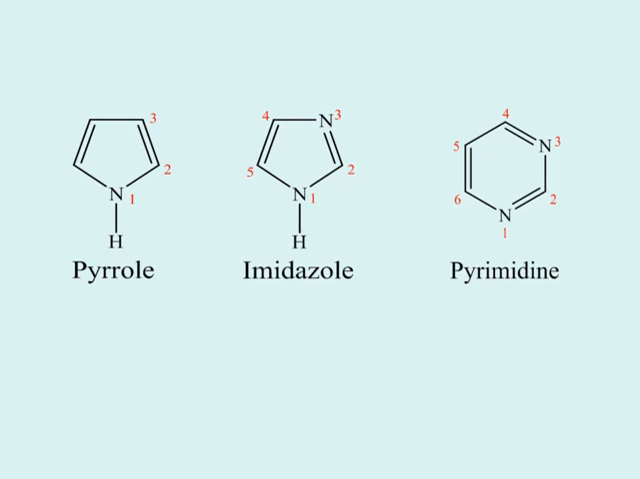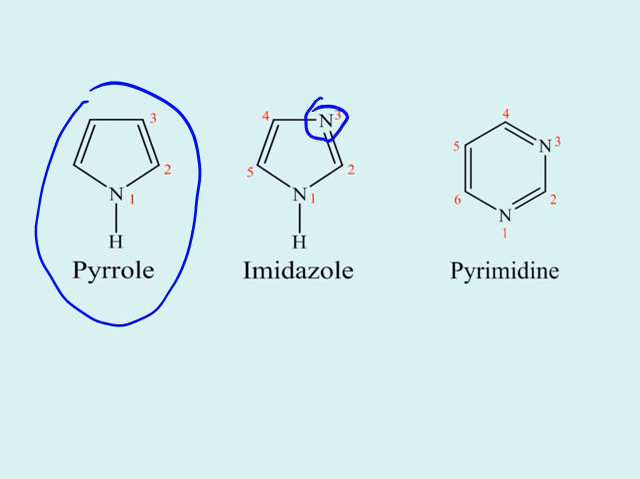In this slide, you are looking at pyrrole, the first one. The next one is very similar to pyrrole, except that the ring has another nitrogen. So there are two nitrogens in the ring structure, and it's called imidazole. Then pyrimidine also has two nitrogens in its ring structure.